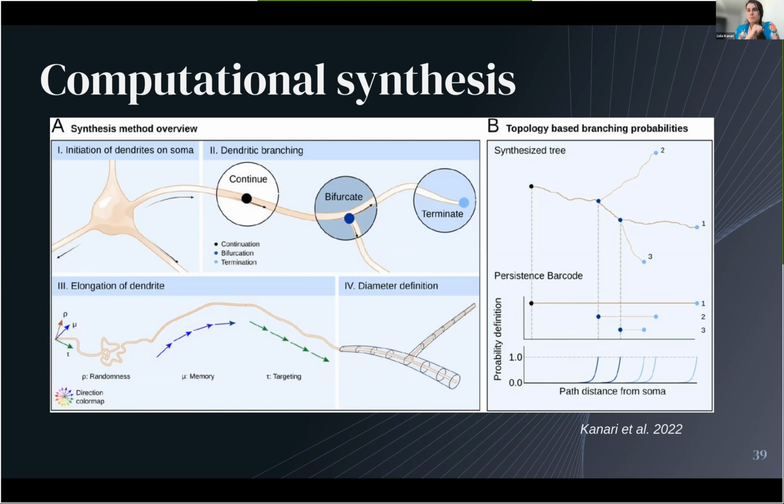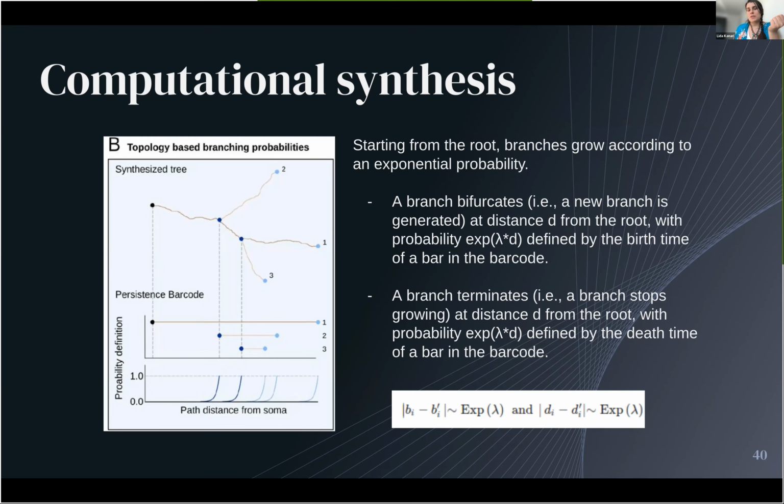We will start from the soma of the neuron, and we will start growing in something like a random walk. So each point is added after the other, and we have a probability to bifurcate and a probability to terminate. And that's where the topology comes in. So the probability to bifurcate at the distance d from the root is defined exponentially by the birth time of a bar in the barcode. So each time we have a new bar, the probability of a branch to bifurcate increases exponentially. And each time a bar in the barcode dies, the probability to terminate increases.